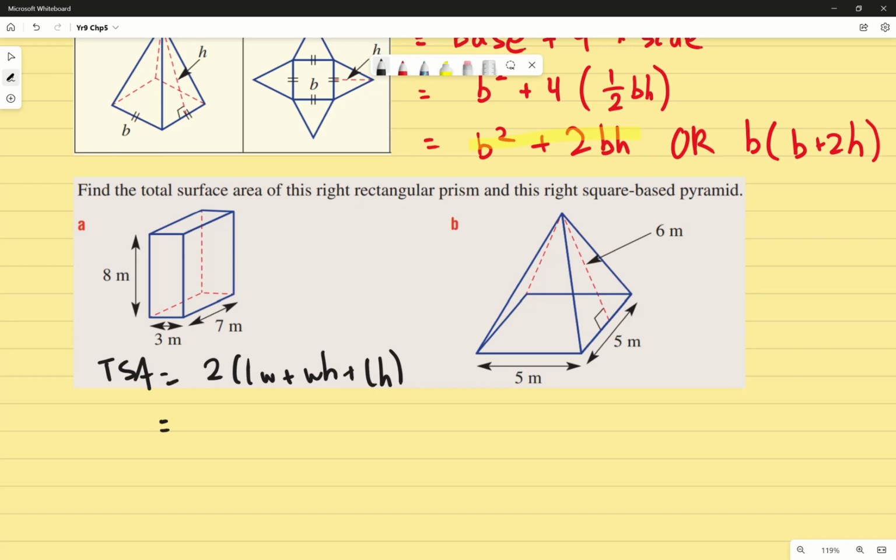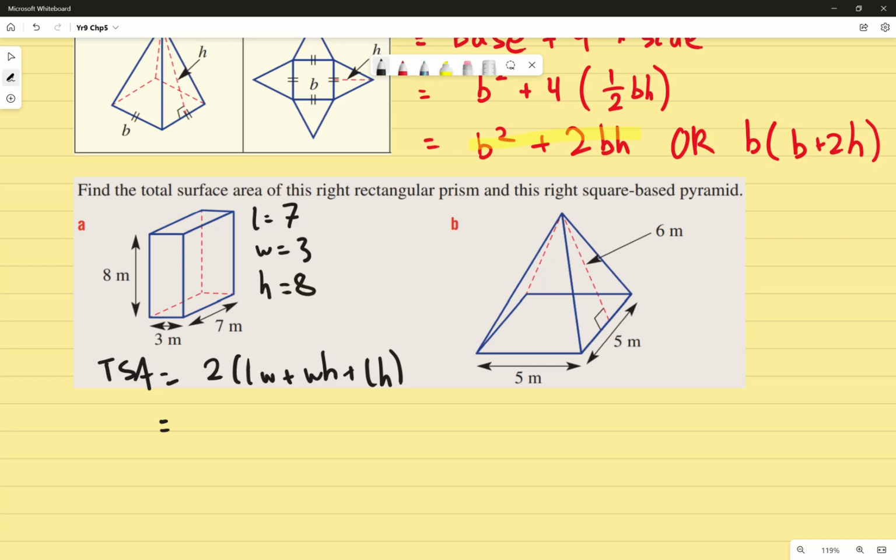What I'm going to do, and again, you don't have to do this, but this is just my way of making it super clear for anyone who's reading it, assessing it, checking it, etc. I'm going to say L equals 7, the length of it. W, the width, equals 3. And H equals 8.